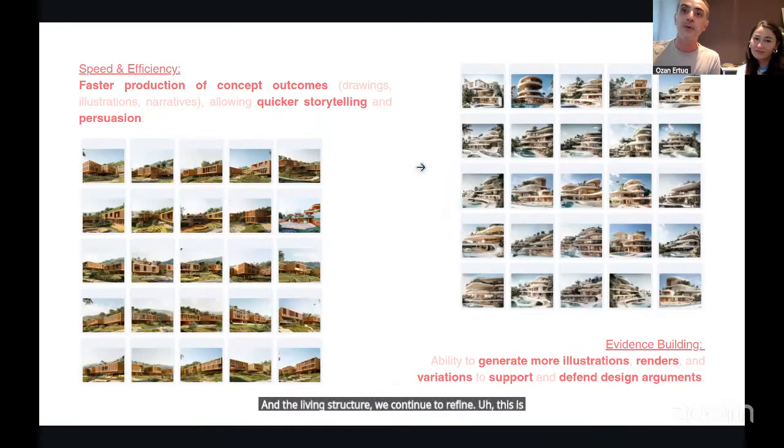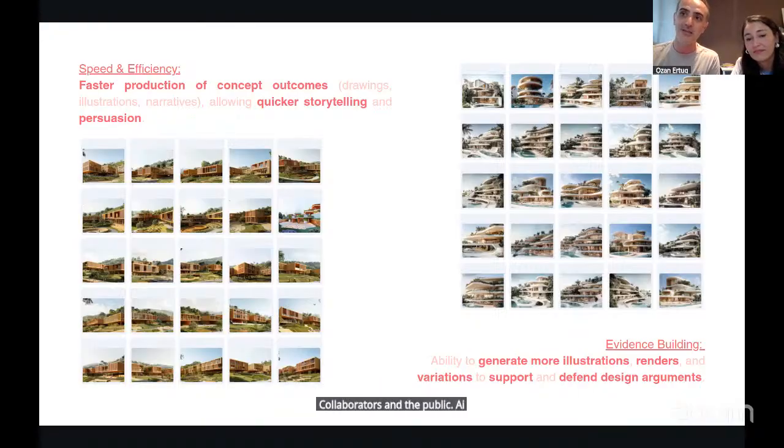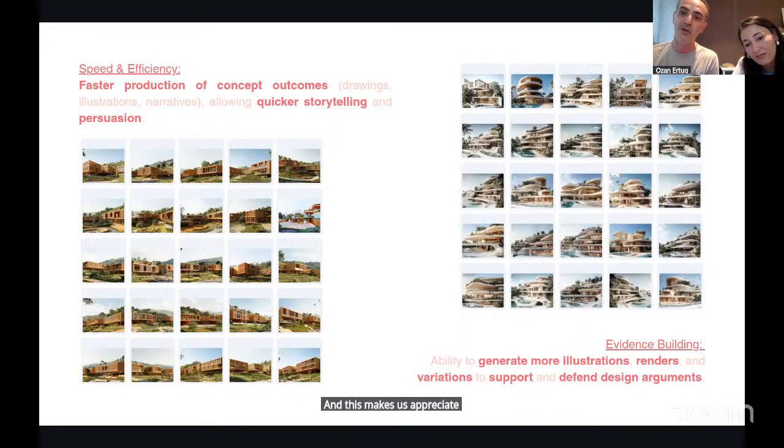This is emphasizing one of the most important roles AI plays in our process: persuasion and making people believe in what we do. Design is never just about creating forms. It's about explaining and defending those ideas to clients, collaborators, and the public. AI strengthens this by giving us the ability to produce a wide range of illustrations, renders, and variations. And this makes us persuade people faster and more comfortably.